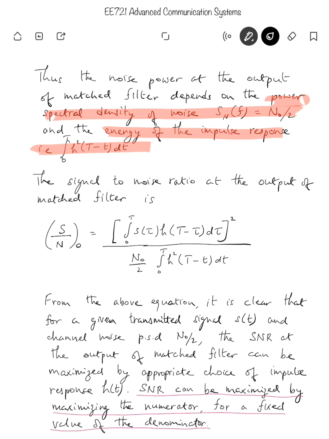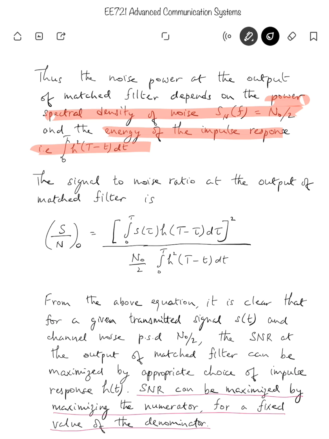Now to maximize this ratio, one of the things we can do is consider the denominator to be fixed, and for a fixed denominator maximize the numerator. We want the numerator to be as high as possible. If you want to maximize this ratio, make the signal power large and make the noise power small. But to approach the problem, we say N naught by 2 is fixed. This is the energy of the impulse response; let's say this is fixed as well. And when the denominator is fixed, we want to maximize the numerator.